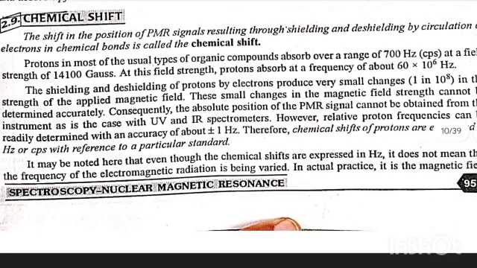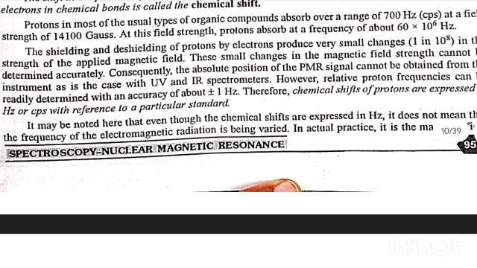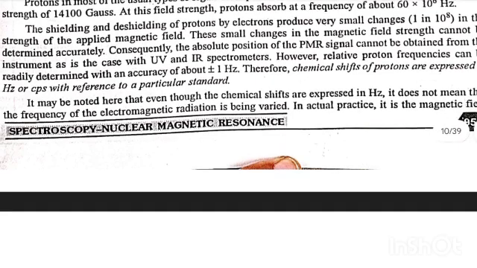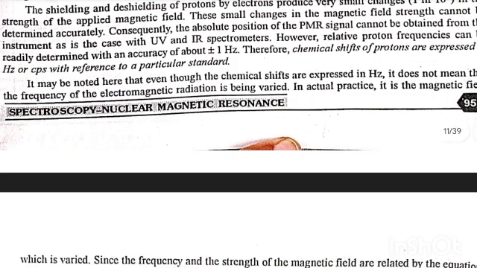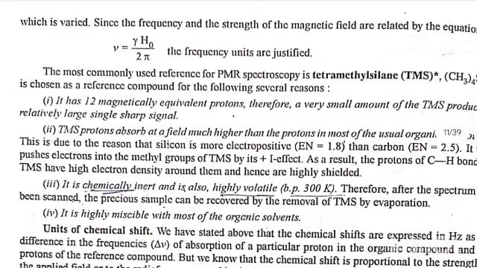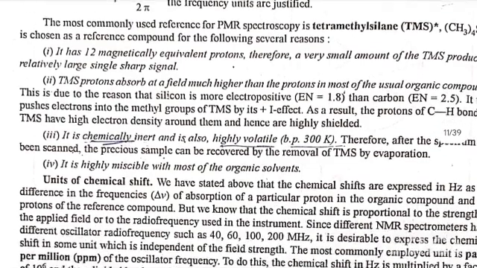Therefore, chemical shifts of protons are expressed in Hz or CPS with reference to a particular standard. It may be noted here that even though the chemical shifts are expressed in Hz, it does not mean that the frequency of the electromagnetic radiation is being varied. In actual practice, it is the magnetic field which is varied. Since the frequency and the strength of the magnetic field are related by the equation ν = γH₀/2π, the frequency units are justified.